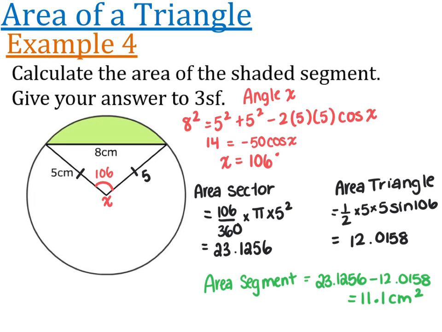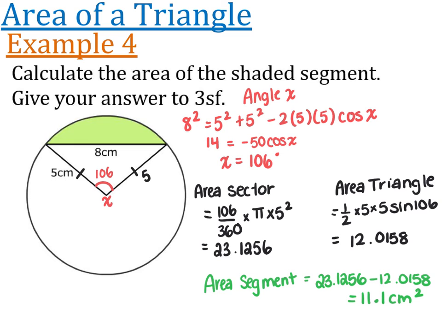Okay, this was quite a long question. I tried to color code things, so hopefully that does help. I started out by finding the angle x using the cosine rule. I didn't show all of my steps. I should have also shown 14 divided by negative 50 and then the cosine inverse of that, but I was really panicked about how much room I was going to have.